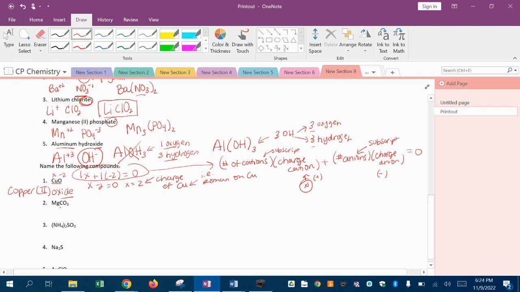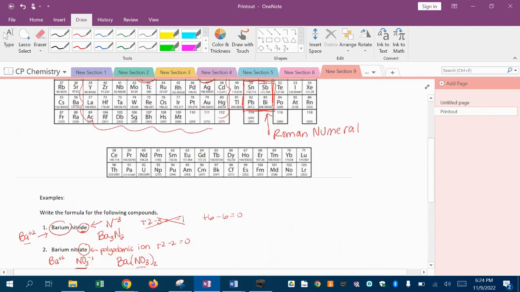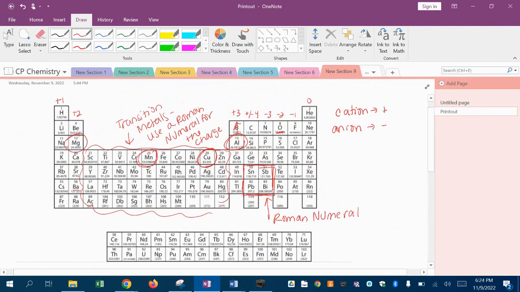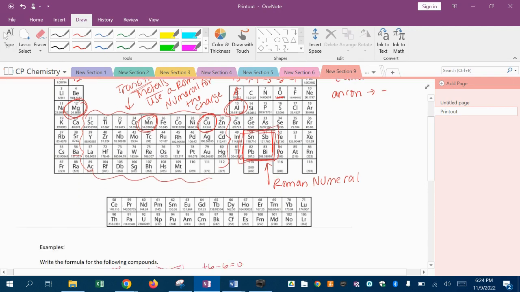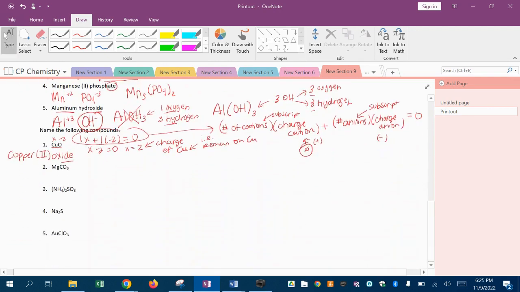Okay, the next one, MgCO3. So if I look at magnesium, Mg, that's right here. Does it need a Roman numeral? The answer is no. It's in the +2 column. It's not a transition metal or one of these four. So we don't need a Roman numeral. So I don't write anything down. If you do, it's wrong.